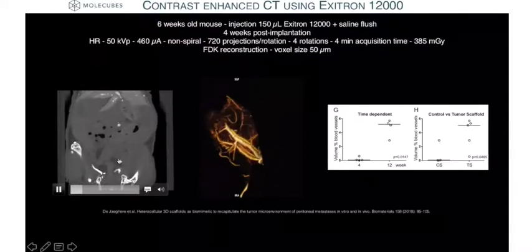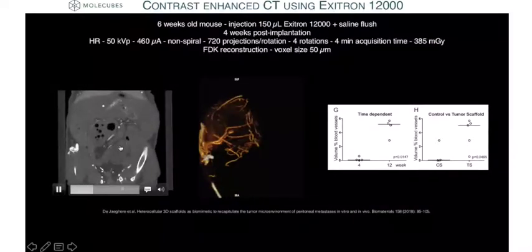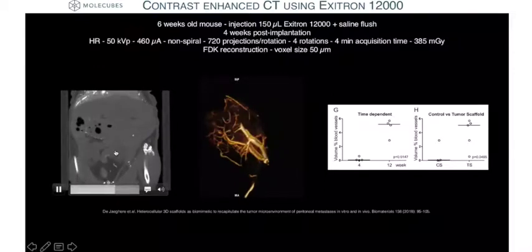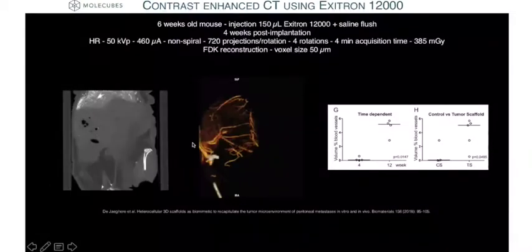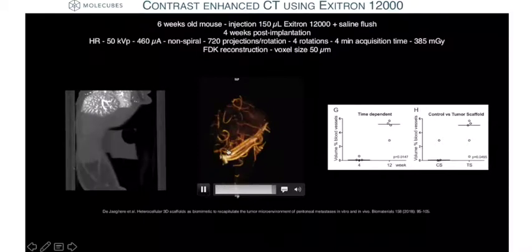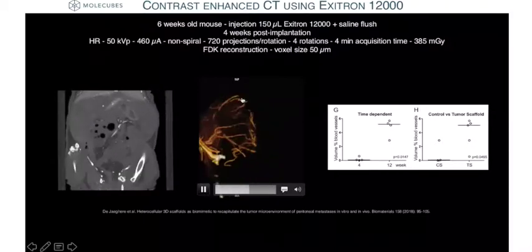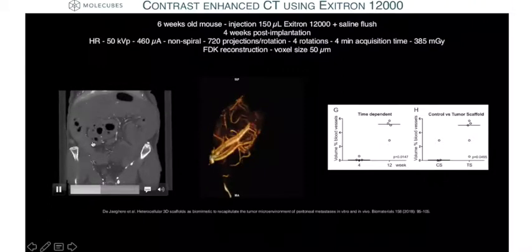So maybe we can repeat it a little bit. So here's the scaffolds. And then if you look very carefully, you see blood vessels really running here into, in fact, the scaffolds. So here they cropped it a little bit and did some kind of 3D volume rendering, and there you see, in fact, these blood vessels in the scaffolds.